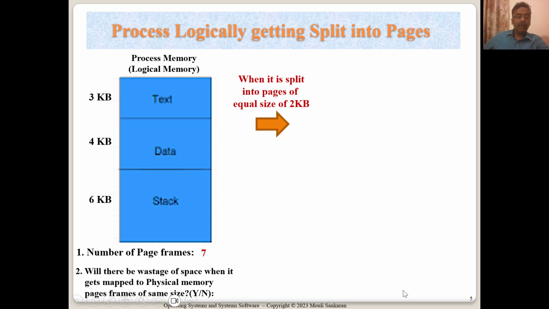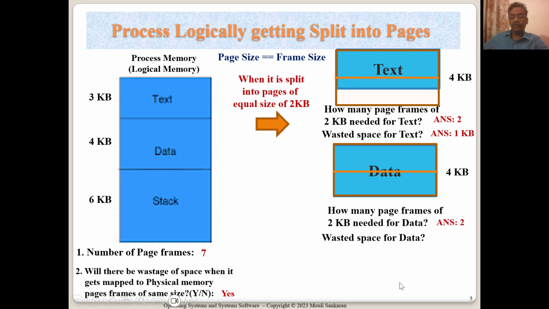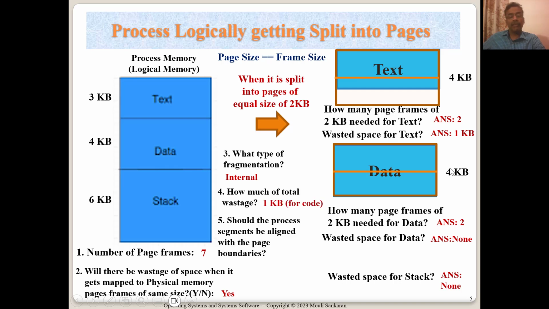Now, when will there be wastage of space when it gets mapped to a physical memory page frame? How much is it? It's 1 kilobyte of space. Okay, and the wastage is 1 kilobyte. For the data, there is no wastage. The entire thing is mapped properly. Now, what type of fragmentation is this? The wastage is internal fragmentation. How much is the total wastage? 1 kilobyte per code area.